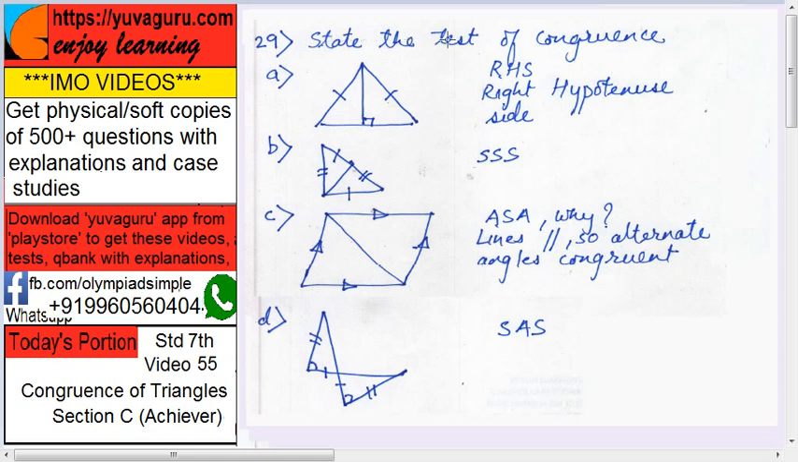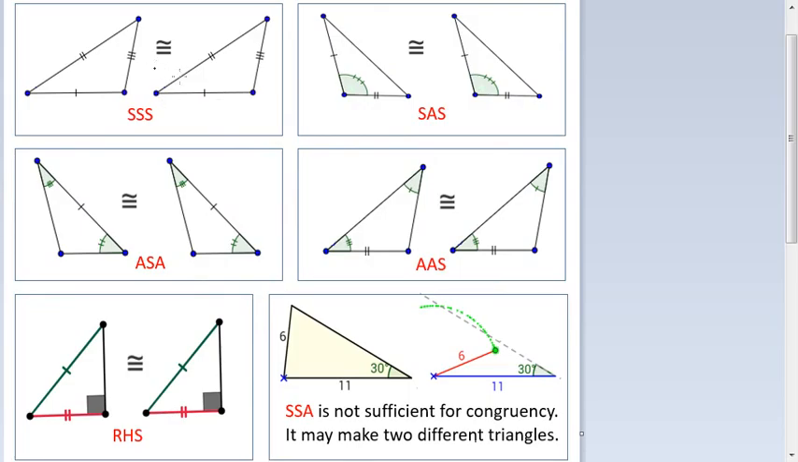State the test of congruence in all these figures. This figure A: side, then side, and this is 90 degrees, right? So 90 degrees means what? Firstly, it should click that 90 degrees means RHS, the right angle hypotenuse side theorem. It means a right angle triangle, hypotenuse and side. Why side? Because this is common. Always keep this slide in mind: SSS, SAS, ASA, AAS and RHS.